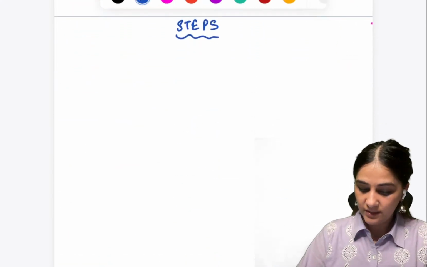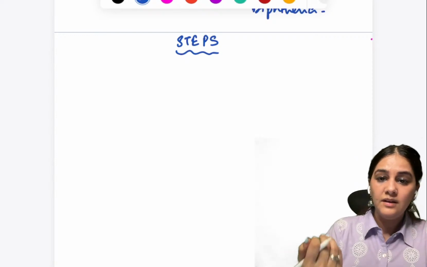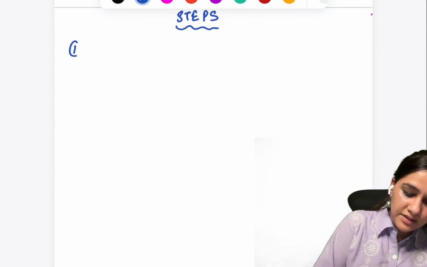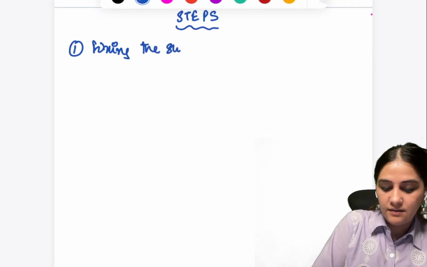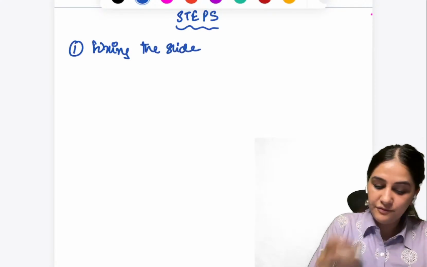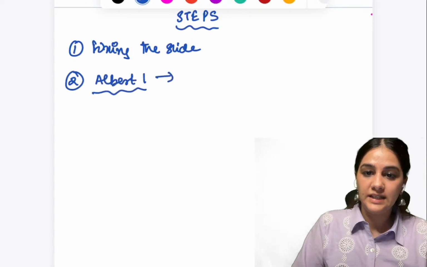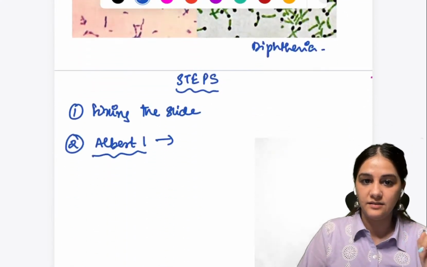So let's talk about the steps of the Albert stain. Albert stain is very, very simple. Firstly, before starting everything, we have to fix the slide. So the first step is fixing the slide. We have fixed the slide, and then what are we going to do? We are going to put Albert 1. What does Albert 1 contain? What are the two colors that are happening here? One is a blue color and one is a green color, right?